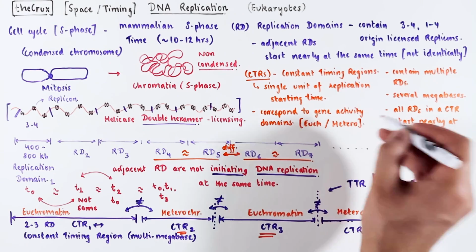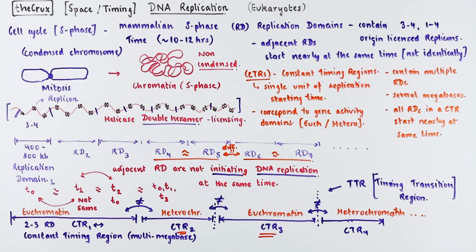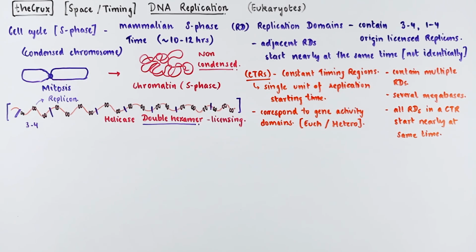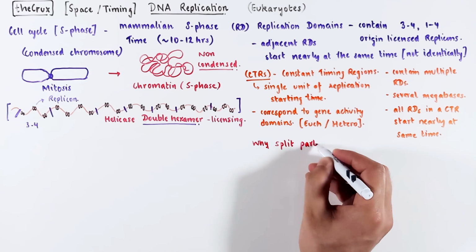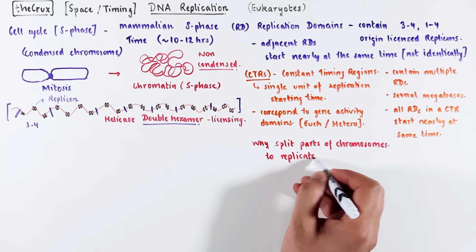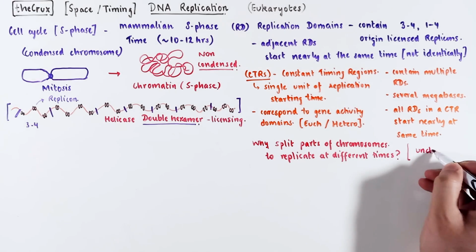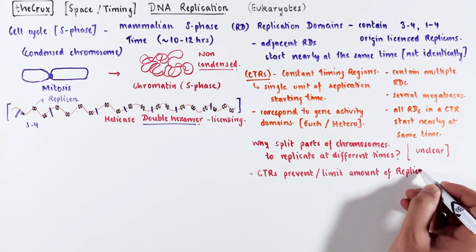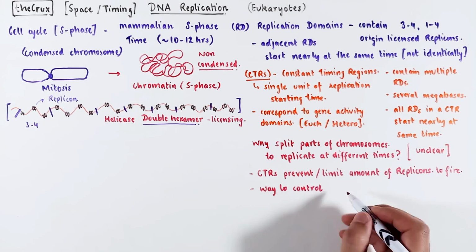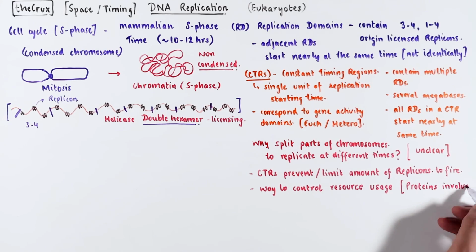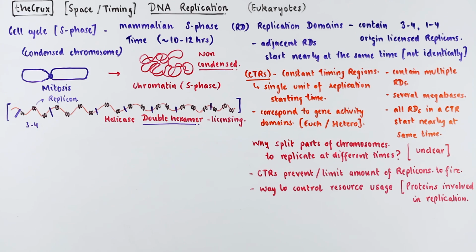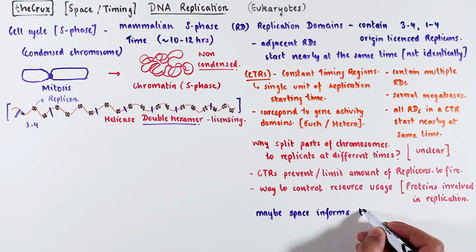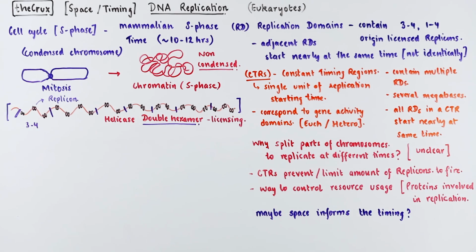If you are new to these things, this may be a lot of information to take in. So let's take a step back and try to see why it may be useful to partition DNA replication timing. Since this is an active area of research, the answer is still unclear. It is, however, thought that CTRs prevent or limit the licensed replicons to fire. That is a way to control resources involved in DNA replication, like proteins and factors involved in this process. The other answer could be that the timing is actually a feature of the space in which the DNA is physically organized in the nucleus. Again, these are plausible answers to a process which is still unclear.